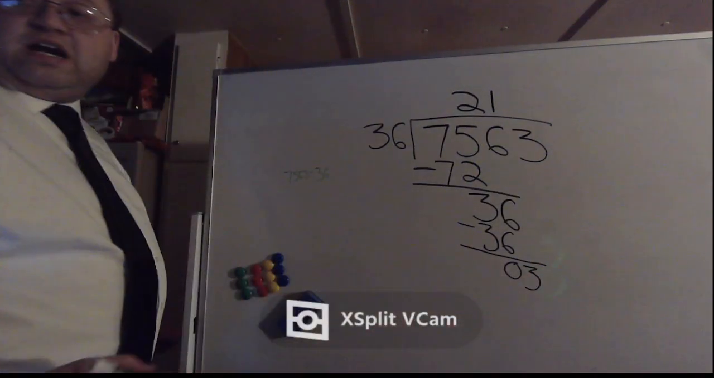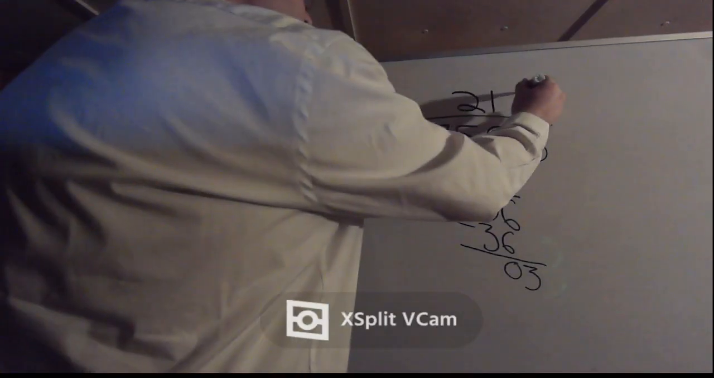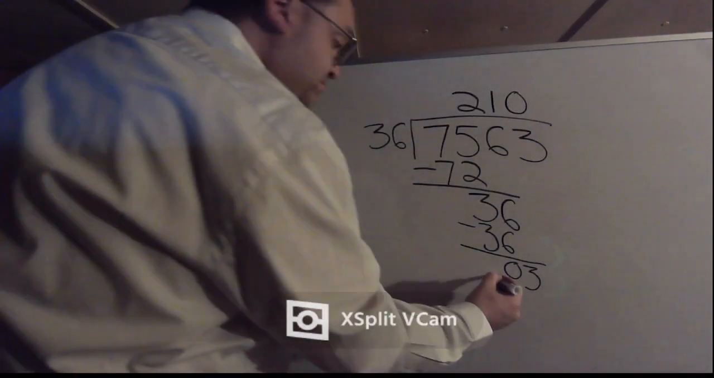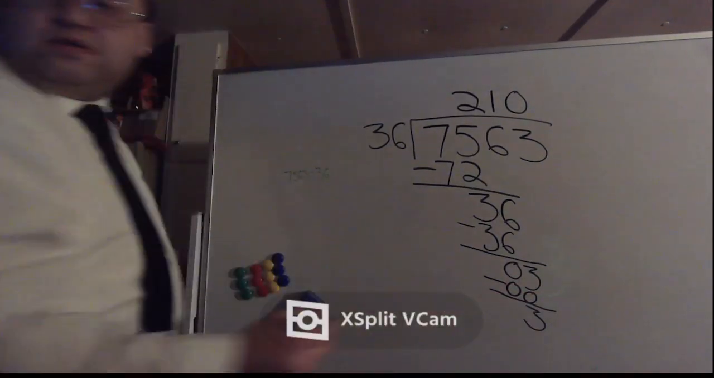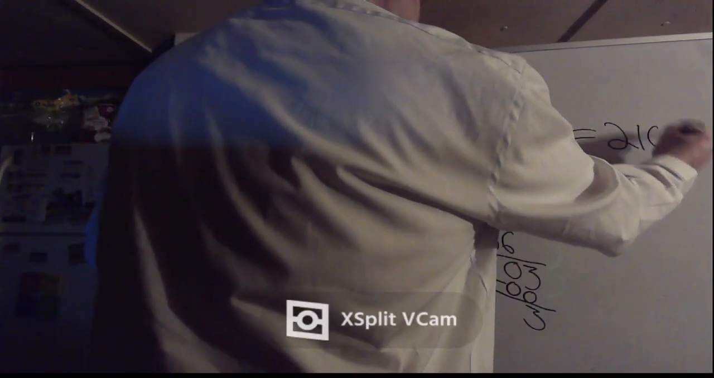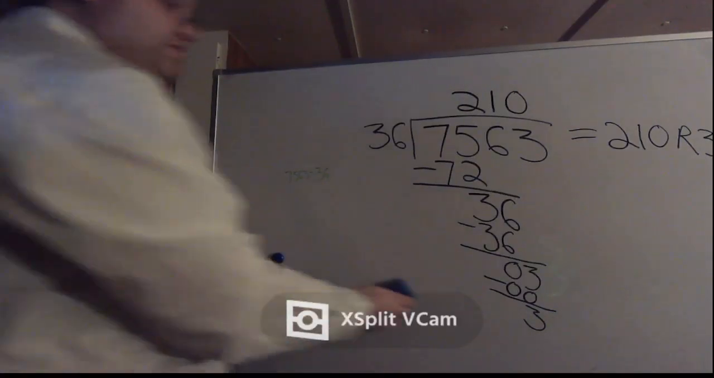You have to figure out how many times 36 goes into 3. It goes in 0 times. 0 times 36 is 0. So 3 minus 0 is 3. So your answer is going to be 210 with a remainder of 3. If that makes sense.